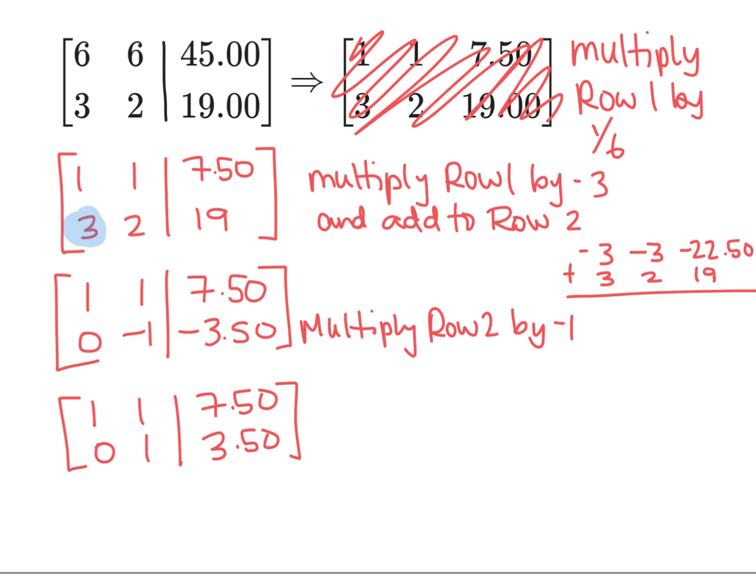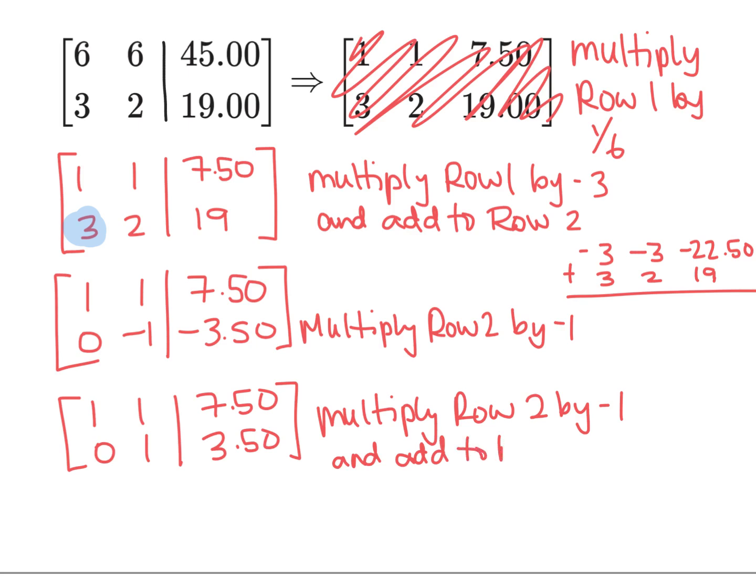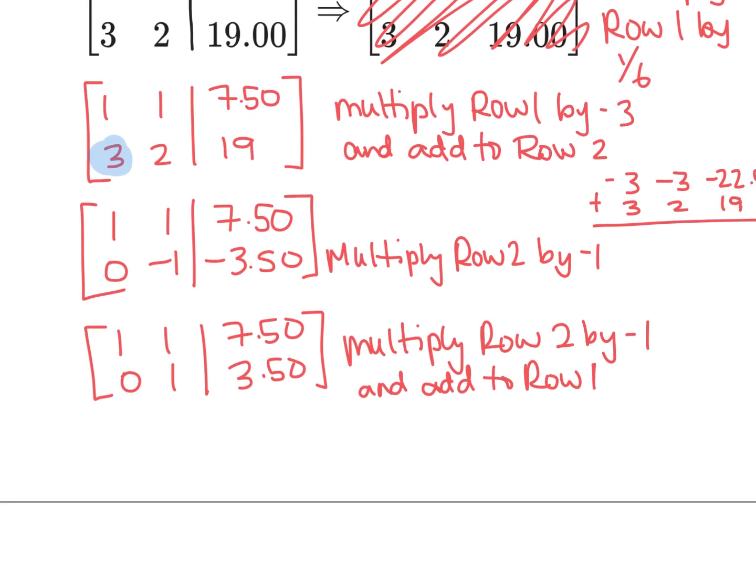So we're going to do one more row operation. We are going to multiply row 2 by -1 and add to row 1. Okay, so we're going to use what we have in row 2, multiply it by -1, and just add it to the top row to get our new top row. So this turns into 1, 0, and then 4, and then 0, 1, and $3.50.